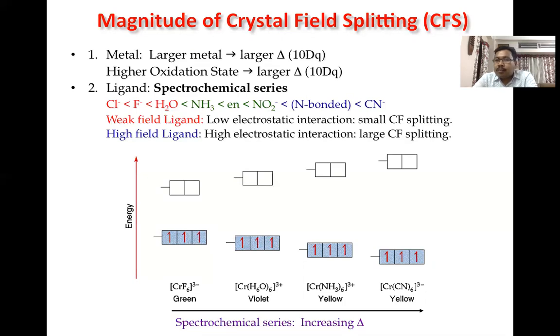Suppose we have two oxidation states, say Fe2 plus and Fe3 plus. Same metal, but the oxidation state is different. According to this, if the metal atom is in a higher oxidation state, then it will cause larger splitting as compared to the splitting caused by the lower oxidation state. If you compare the splitting of Fe2 plus and Fe3 plus, Fe3 plus will cause more splitting.